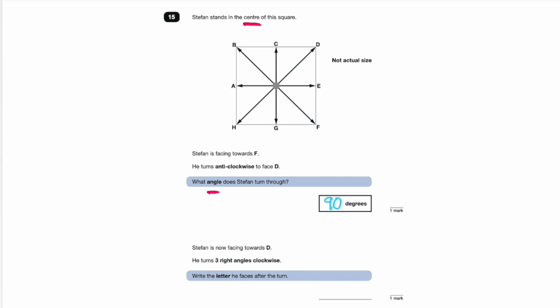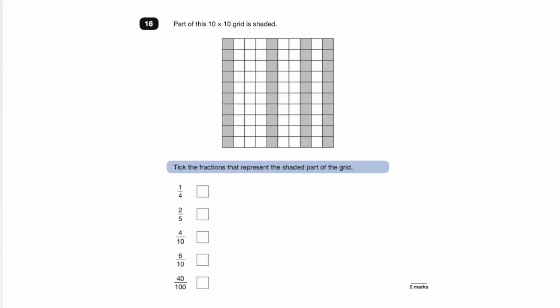Then it says Stefan is now facing towards D. Now he's facing here, and he turns 3 right angles clockwise. So clockwise would be this way. Write the letter he faces after the turn. So he's gone 1 right angle, 2 right angles, and 3 right angles. So if he's gone 1, 2, 3, he's now facing this line here, which is B. So we'll put B as our answer. And let's move on to question 16.